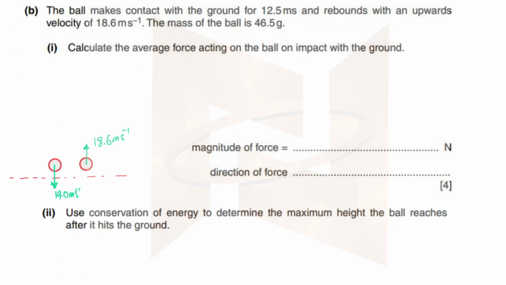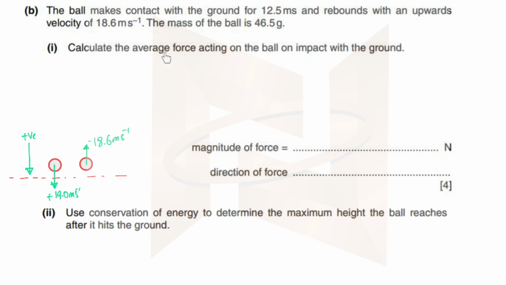Now this is an interesting question because they say that the ball hits the ground with a speed of 19 meters per second. Let's assume the downward direction to be positive. So this is plus 19, and you rebound with a velocity of minus 18.6. You're dealing with vectors, so direction is very important. If you've taken the downward direction to be positive, then the upward direction has to be negative.